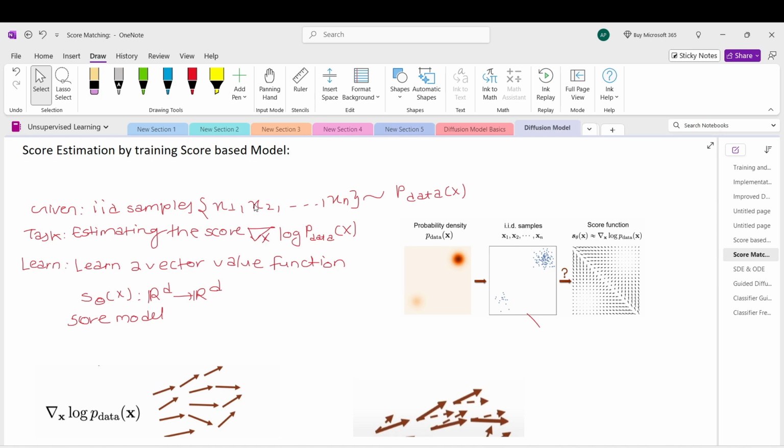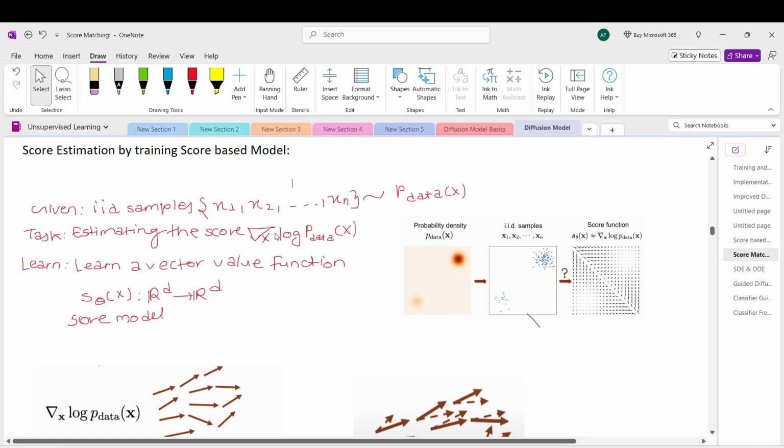From that we want to estimate this quantity, grad log p data of x. This is learning this quantity. Estimating this quantity is actually the same as learning a vector valued function. So we give this input images and it will give the same dimension score function like this. This is our score model, and this is our probability density p of x, and we have these IID samples, independent and identically distributed.